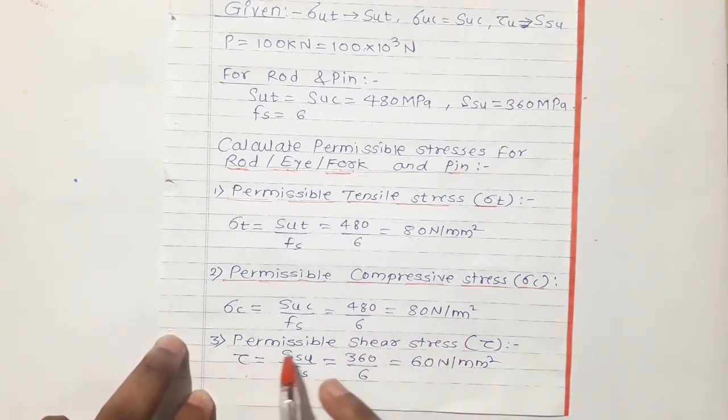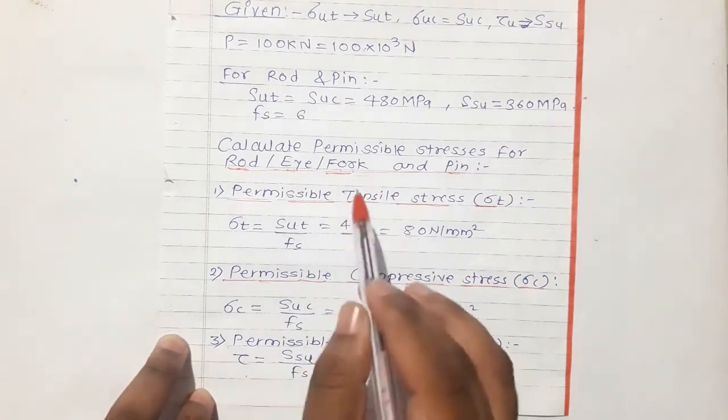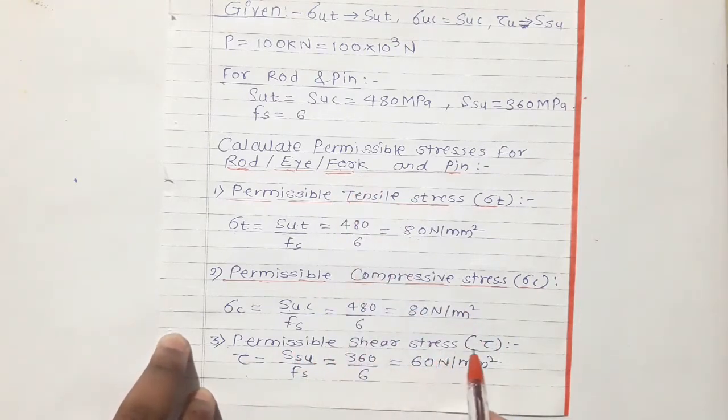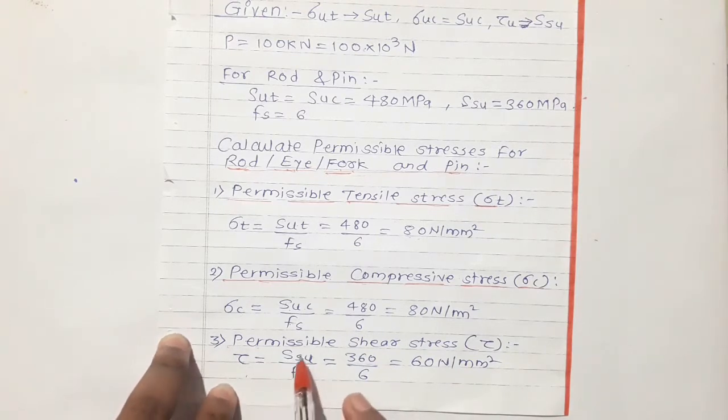The third permissible stress that we can calculate from the given data is permissible shear stress tau. The permissible shear stress tau can be calculated using the equation SSU upon Fs. SSU is given directly here as 360.